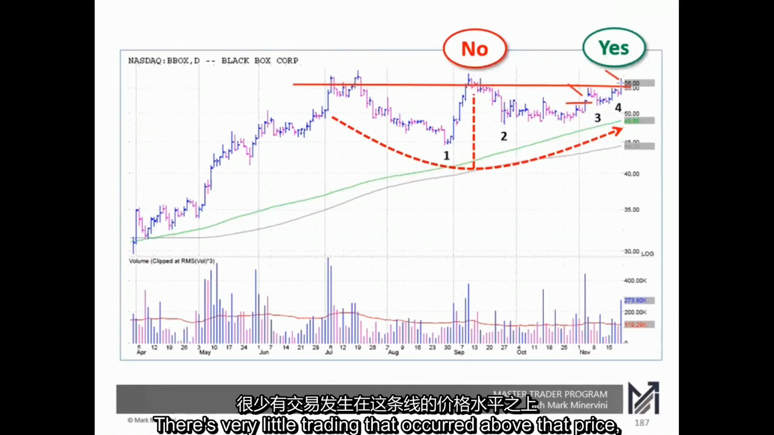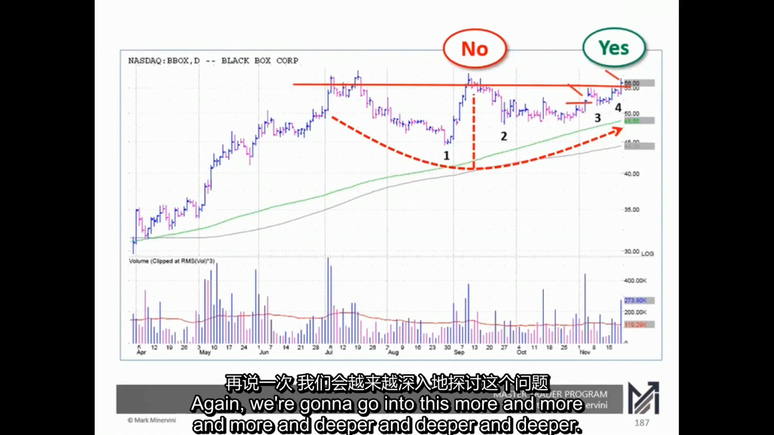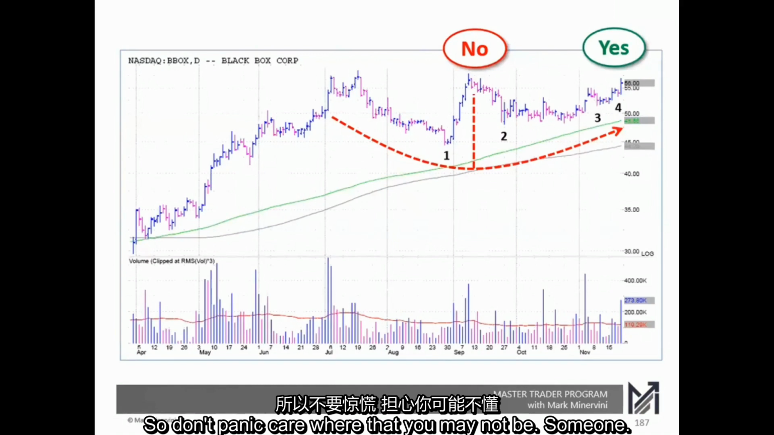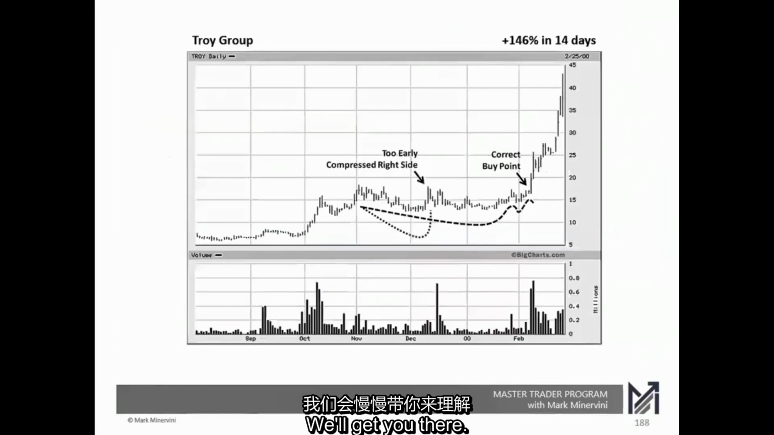There's very little trading that occurred above that price, but you do get that lower buy point there. And again, we're going to go into this more and more and deeper and deeper. So don't panic here. You might be saying, what is he talking about? What's he drawing all these lines? Don't worry, we'll get you there.